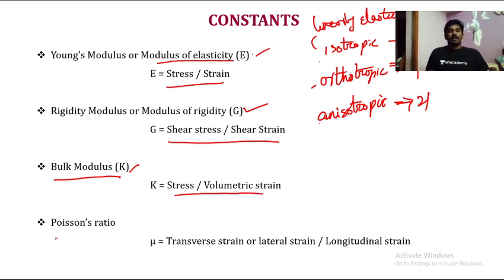And the fourth one is Poisson's ratio. Yes, Poisson's ratio is one of the elastic constants. Usually we have studied three elastic constants: the modulus of elasticity, the modulus of rigidity, and the bulk modulus. But actually we have a fourth elastic constant, known as mu, which is Poisson's ratio. Mu is equal to transverse strain or lateral strain divided by longitudinal strain. That is the formula for mu.